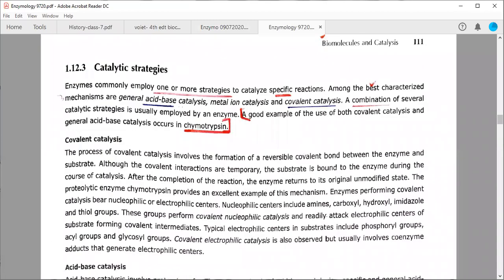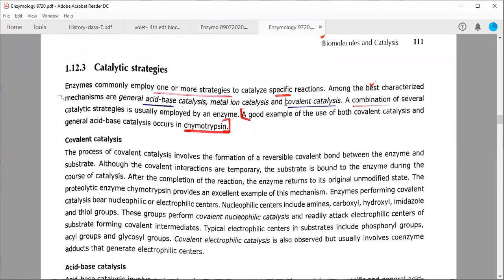So see here, most of the enzymes, so it is also possible. For example, we had discussed lysozyme, for example. So a combination of several catalytic strategies. So they're talking about three basic types: acid base, metal ion, and covalent catalysis. So a combination of several catalytic strategies is usually employed by an enzyme. It is also possible that an enzyme may employ a combination of these catalytic strategies.